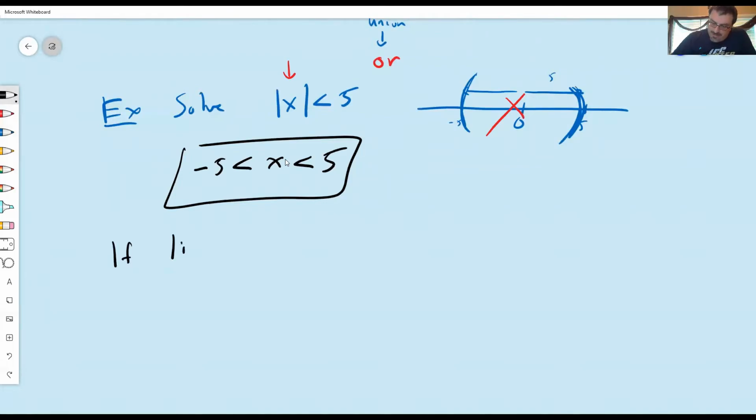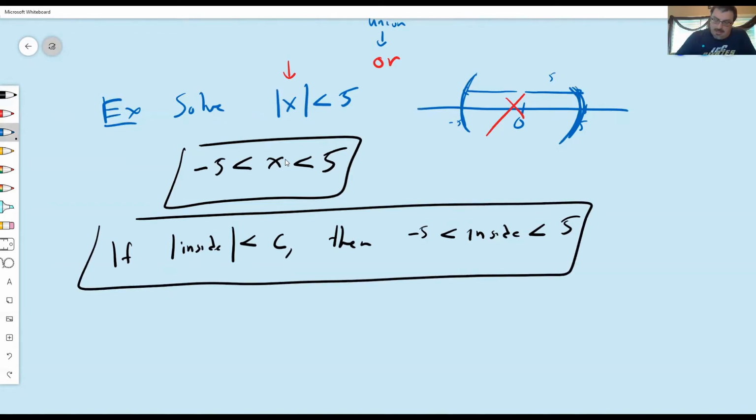So our rule says if the absolute value of the inside is less than some number, c, then the inside is between the bigger number and the small number. So it's sandwiched between -5 and +5. And this is our rule. Again, c has to be greater than or equal to 0 for it to work.